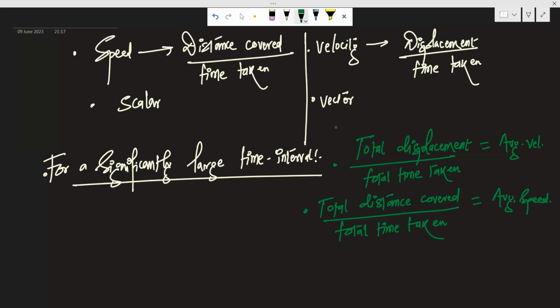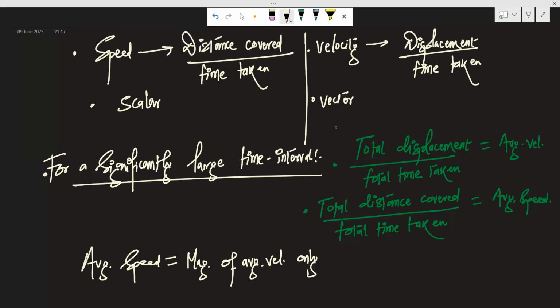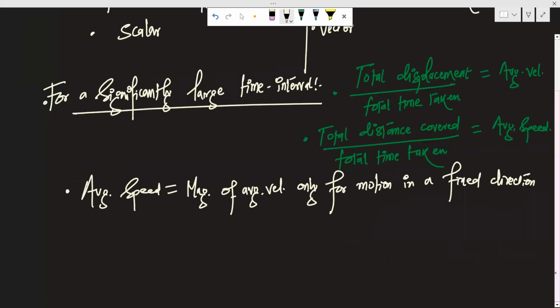So remember that the average speed will be equal to the magnitude of average velocity only for motion in a fixed direction, just like distance equals magnitude of displacement. The same concept is valid. Okay?